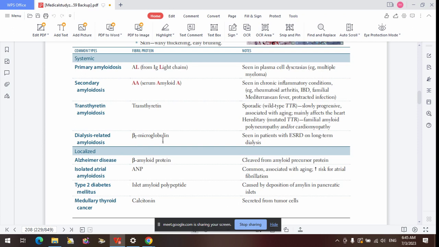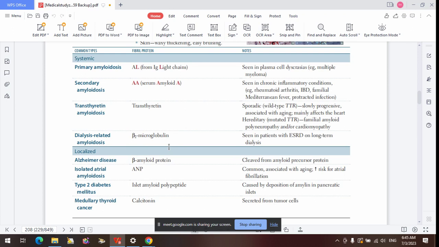They cannot filter it out. So it will now accumulate in chunks within the blood and they can easily misfold and cause amyloidosis. This one typically deposits in the ANS, causing neuropathy, and it typically also deposits in the joint, causing carpal tunnel syndrome, just like we talked about.